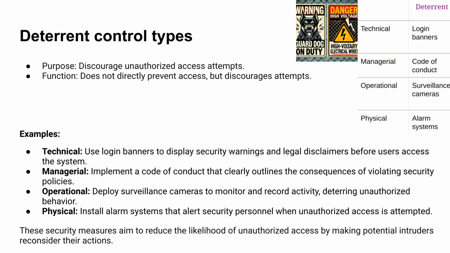These deterrent controls can be characterized as follows. Login banners are technical controls. The code of conduct is a managerial control. Surveillance cameras fall under operational controls, and alarm systems are physical controls. Together, these measures help reduce the likelihood of security breaches by encouraging potential intruders to reconsider their actions.